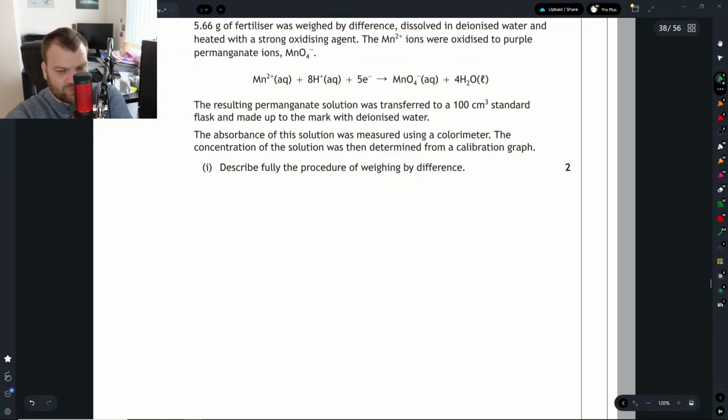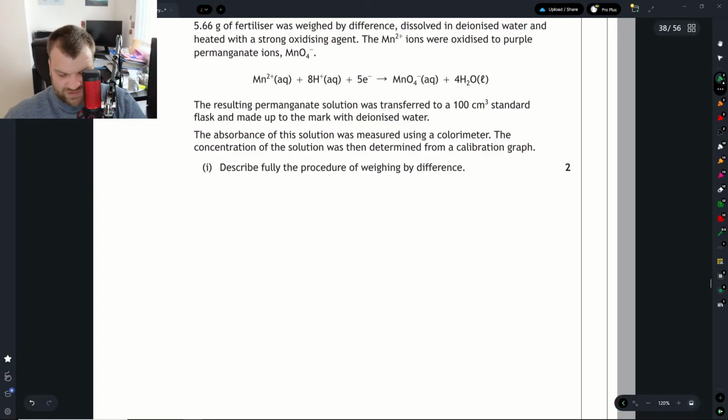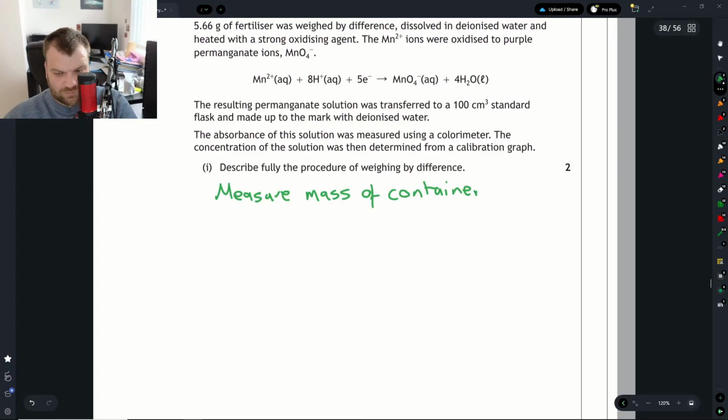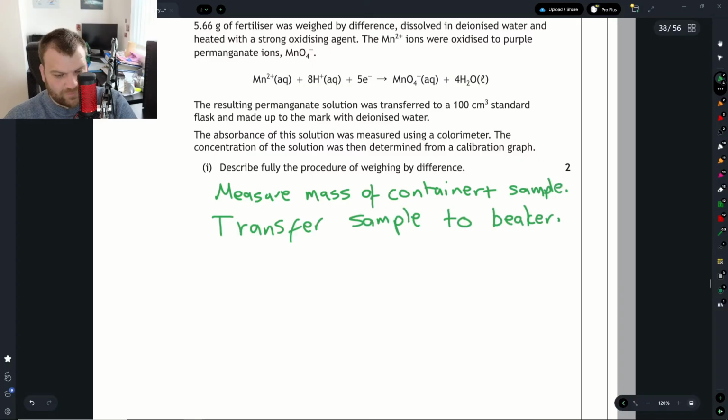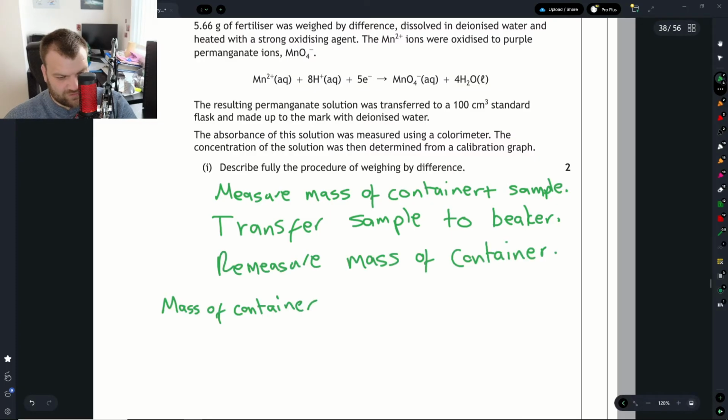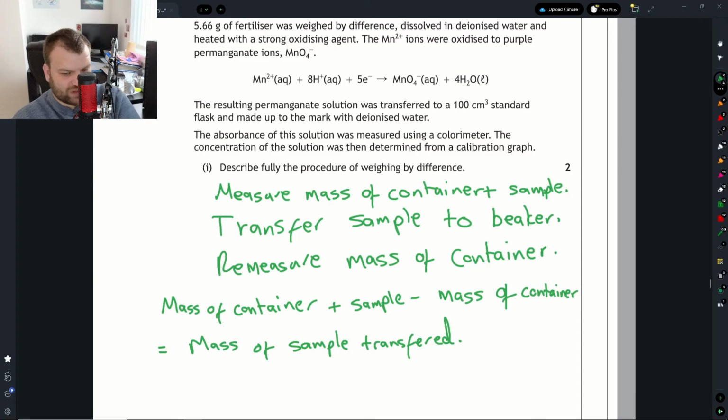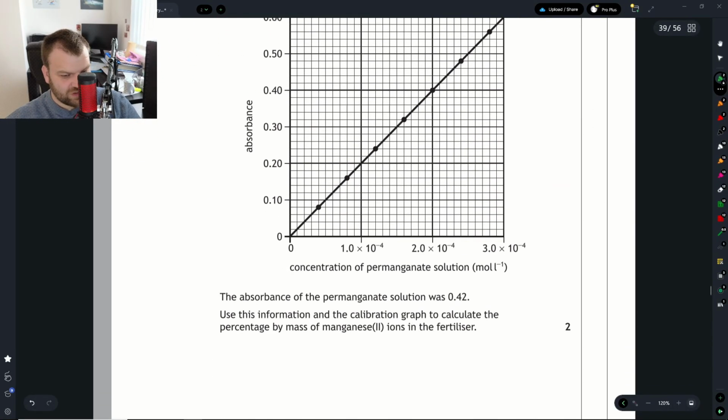In this question, we're asked about the process of weighing by difference, or measuring the mass by difference. A couple of options for this. First thing I would do is measure the mass of container plus sample. Then you're going to transfer the sample out of the container you measured it in. You want to re-measure the mass of the container. If you do the mass of container plus sample, take away the mass of the container, that will equal the mass that was transferred. Not all of the sample would transfer from your weighing boat or plastic boat, so this just allows you to see exactly what you did transfer and not use the wrong values in your calculations.